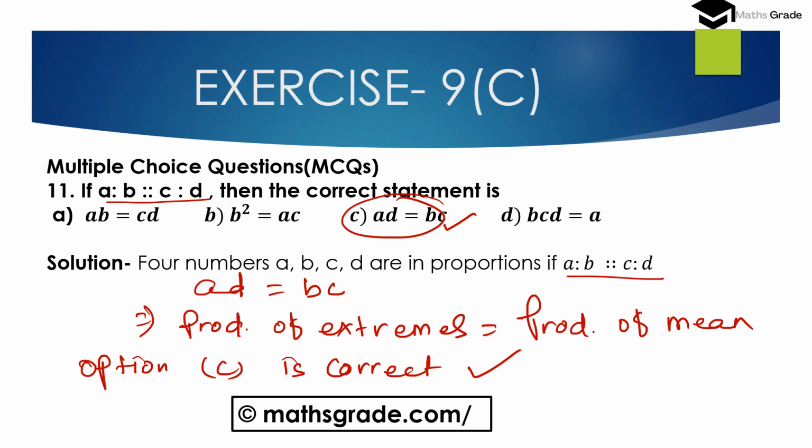So the correct option is option C. AD equal to BC. Product of extremes is equal to product of means.